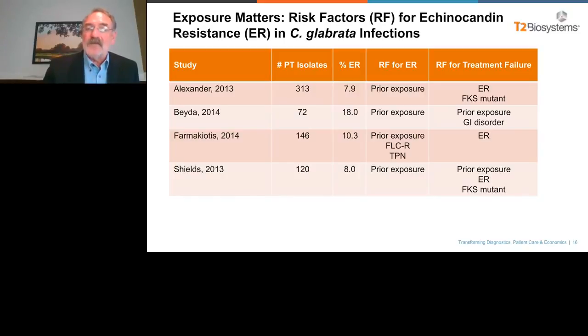Risk factors for treatment failure are echinocandin resistance in all of these studies as well. In the beta study, prior exposure as well as a gastrointestinal disorder was probably a surrogate for echinocandin resistance, but certainly the data shows prior exposure selects for echinocandin resistance. Echinocandin resistance predicts a poor outcome.